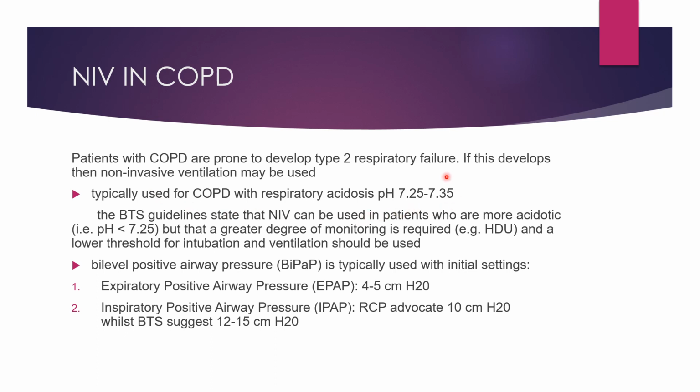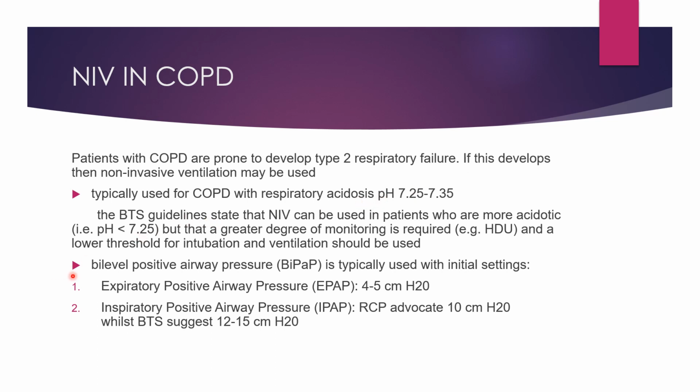Typically in patients with respiratory acidosis, with pH 7.25 to 7.35, you go for NIV, and if the pH is less than 7.25, go for invasive ventilation. But the BTS guidelines say that you can wait till the pH is less than 7.25 without giving NIV. But in that case, the patient will need a high degree of monitoring in a high dependency unit, and in that way we can use a lower threshold for intubation. But when it comes to MCQs, you always use pH 7.25 to 7.35 for non-invasive ventilation, and less than 7.25 for invasive ventilation.